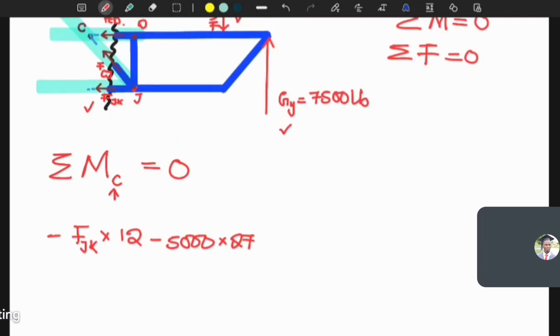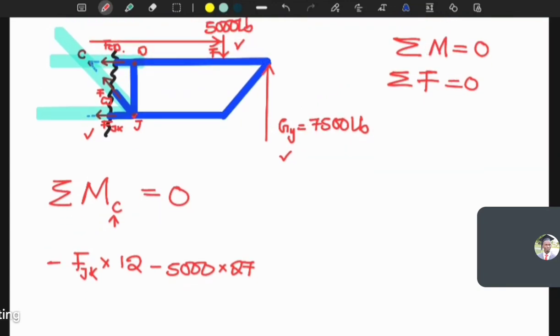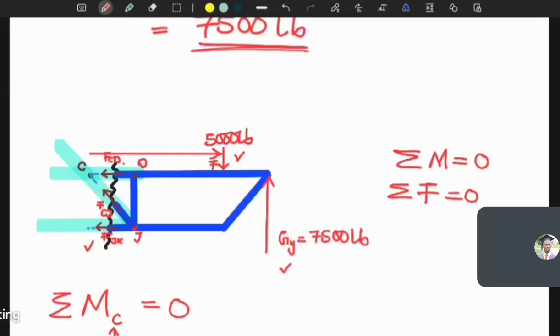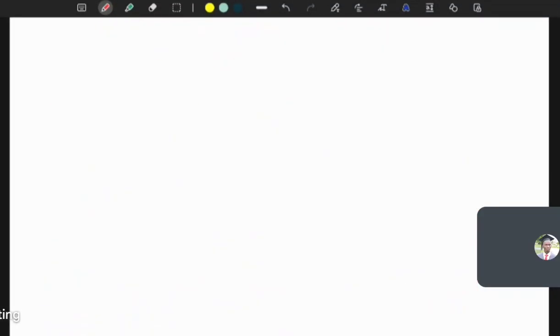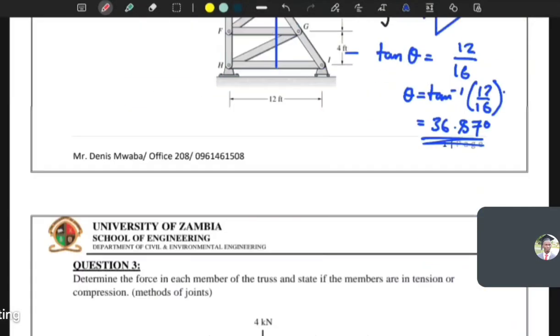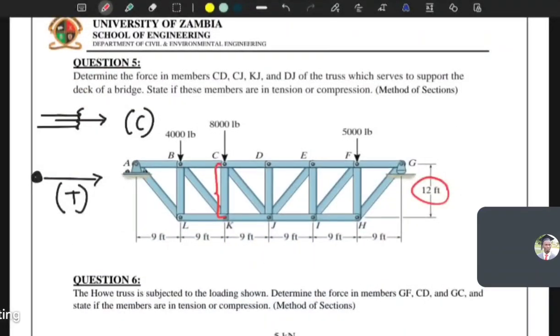Next, the only one left, GY. GY going upwards is the only one causing anti-clockwise. 7,500. The distance now, GY goes all the way up to the end. What's that distance? So that's from C, 18 plus 18, 36, up to G.